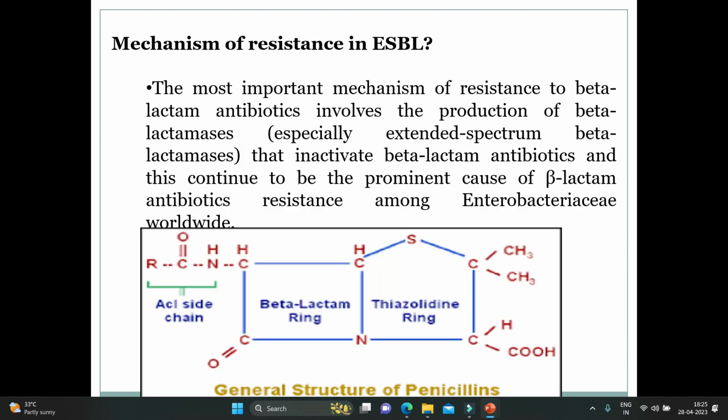So how are the ESBL surviving? You can see here the general structure of penicillin. You can see the beta-lactam ring, and how the ESBL are working. They break the beta-lactam ring of antibiotics, so that antibiotics which contain a beta-lactam ring won't work against a certain kind of microorganism infection.